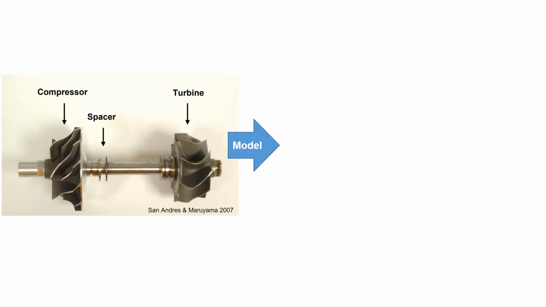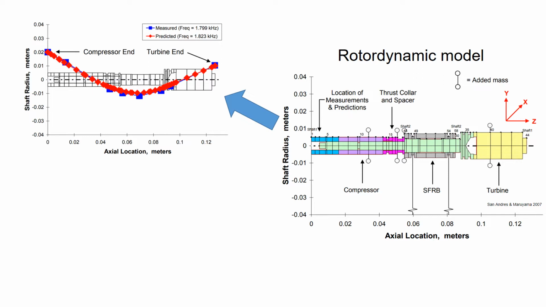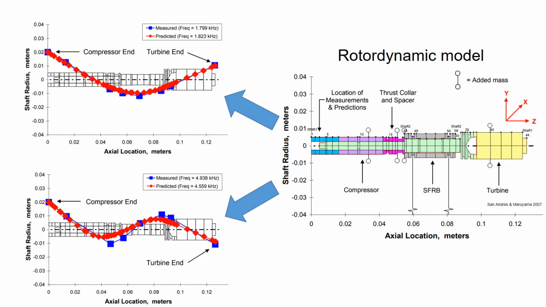You first model the rotor assembly, as shown on the right side. Then you perform the rotor dynamic analysis, with which you can predict the mode shapes of the rotor. From here, it is important to perform impact tests and compare the test result with the rotor dynamic model. The red dots are the prediction from the rotor dynamic analysis. The blue dots are the measurements from the impact test.